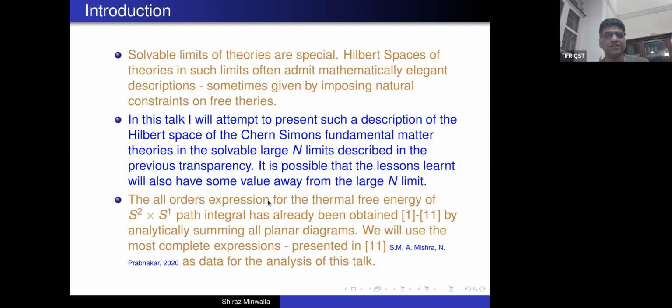Okay, now the structure of this talk is going to be as follows. Over the last almost 10 years, several groups, including ours at the Tata Institute, have, with increasing sophistication and generality, computed various quantities in these matter Chern-Simons theories. Among the quantities that have been computed are finite temperature partition functions of matter Chern-Simons theories on S2 times S1.